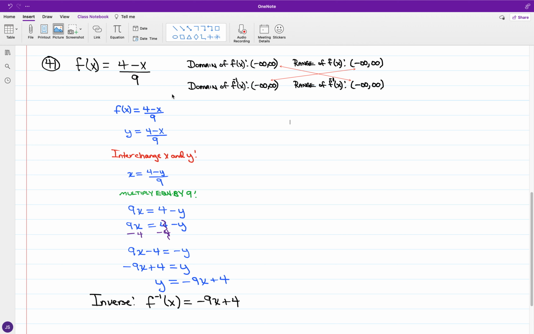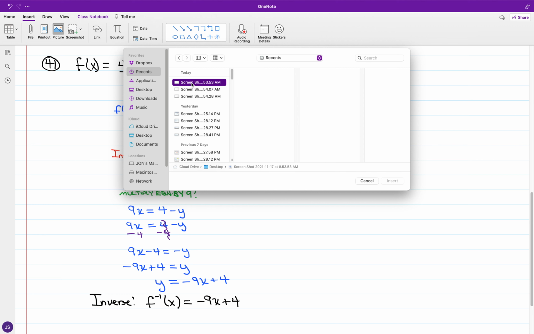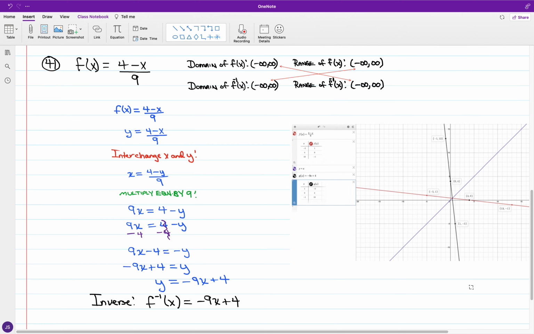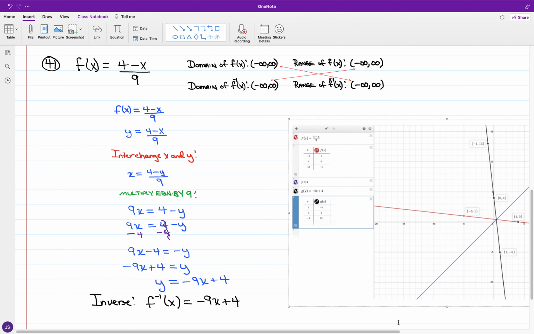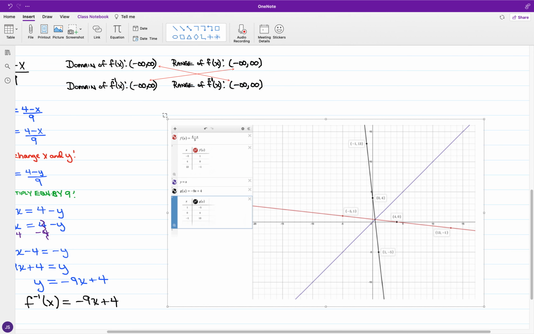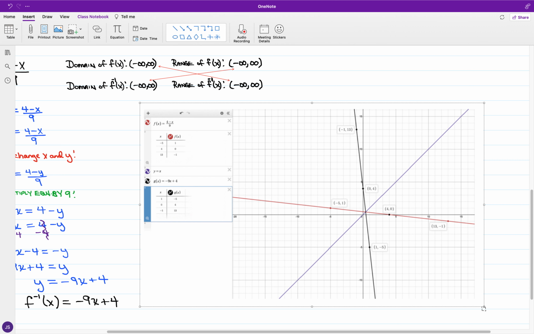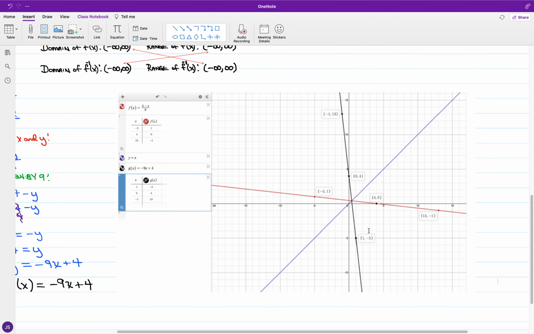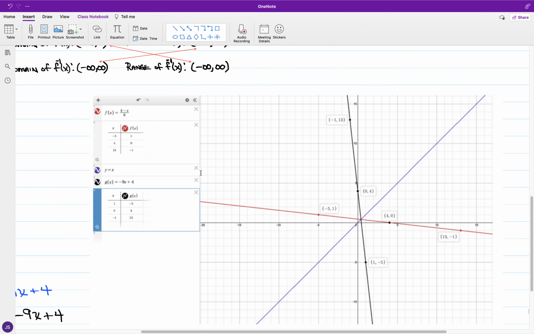And just taking what we have, here we go. So we have the graphs: y is equal to 4 minus x over 9, and y is equal to negative 9x plus 4. For the given one-to-one function, we have represented in this grid pattern by the red line the ordered pairs that the function passes through. You have negative 5, 1; 4, 0; and 13, negative 1. And in the case of the inverse, we have y is equal to negative 9x plus 4.